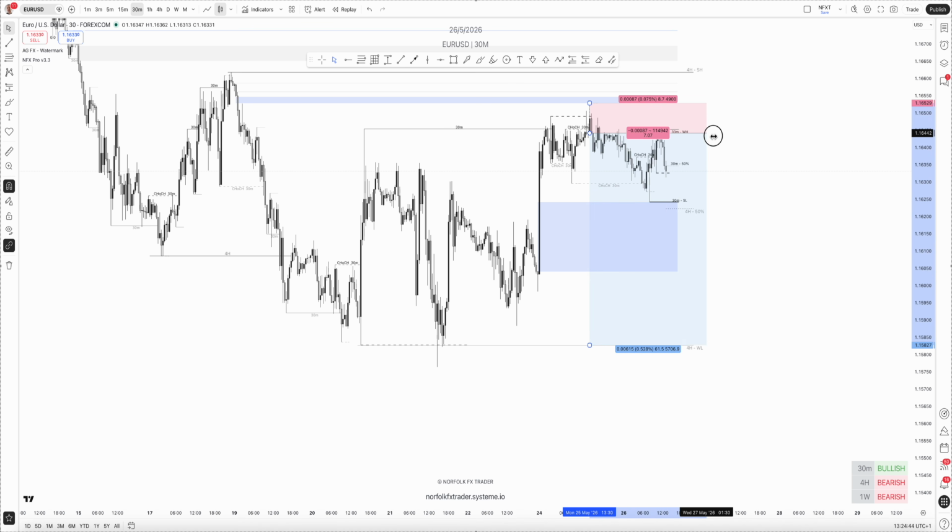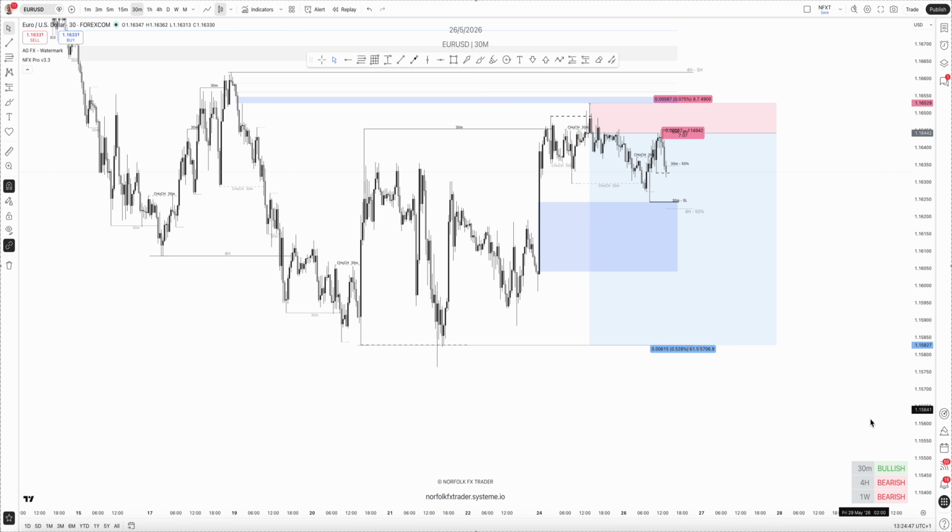Now you can see currently we're hovering around this area, but we've gone back bullish. That doesn't concern me because I'm risk-free on the trade. That's how we look at trading this. We have a big area of imbalance to be filled and removed, so price could continue higher from here.